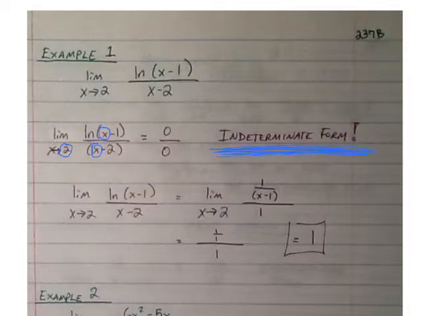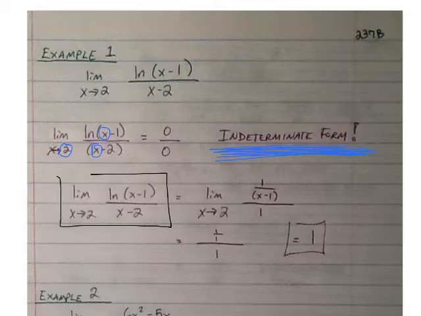And because we have that indeterminate form, we can apply L'Hopital's rule. And so what that means is our original limit can be rewritten with the derivative of the numerator on top and the derivative of the denominator on bottom. And then we apply the limit and see if that works.